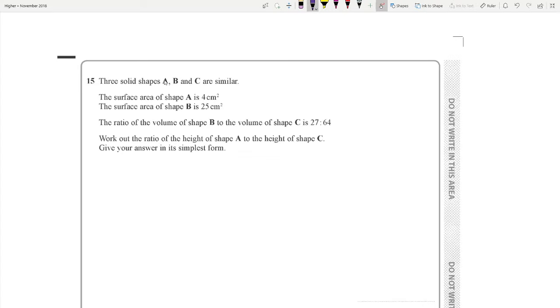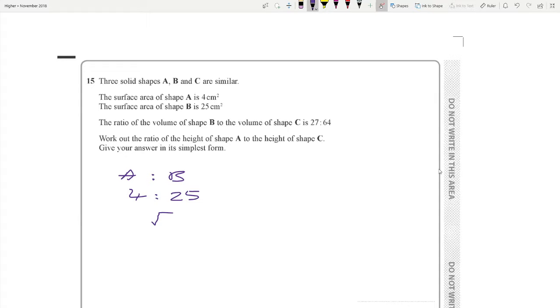Now let's look at the first bit. We're told that the surface area of shape A is 4 centimeters squared and B is 25 centimeters squared. So the ratio of A to B, we're told, is 4 to 25. If we want to work out one length, because we're working with surface area, you have to square root both sides.